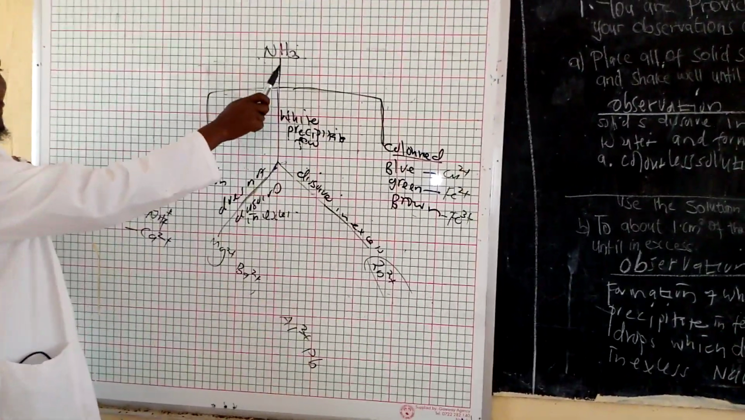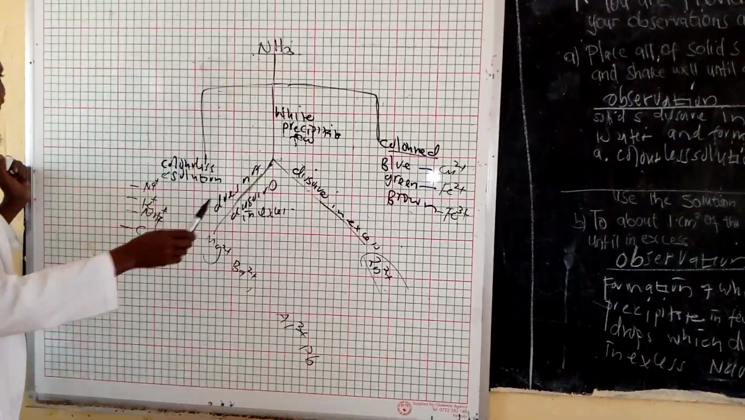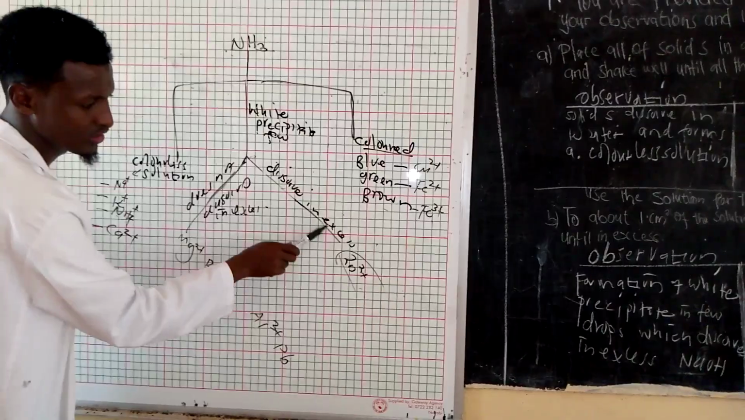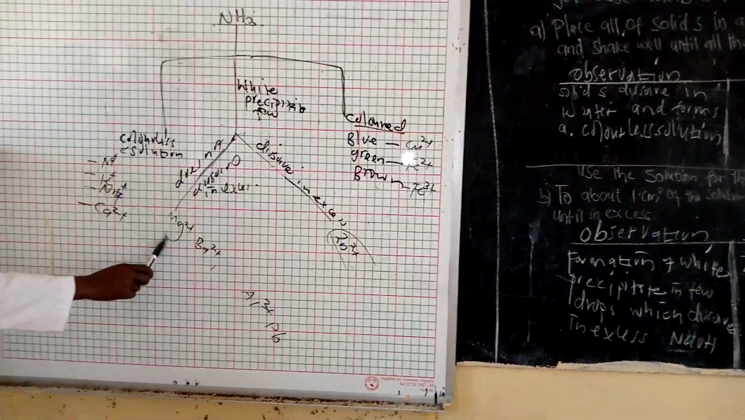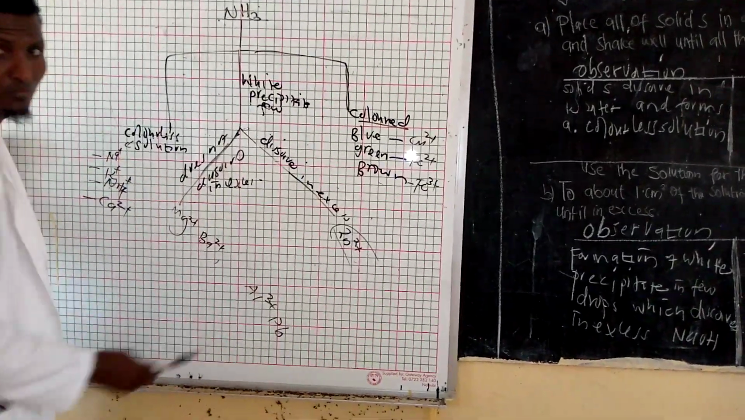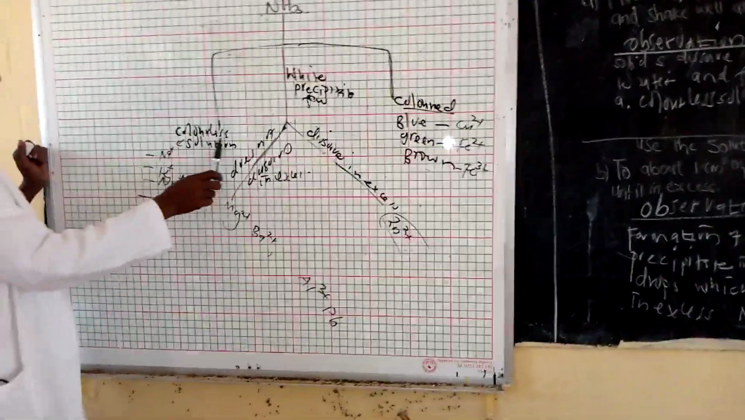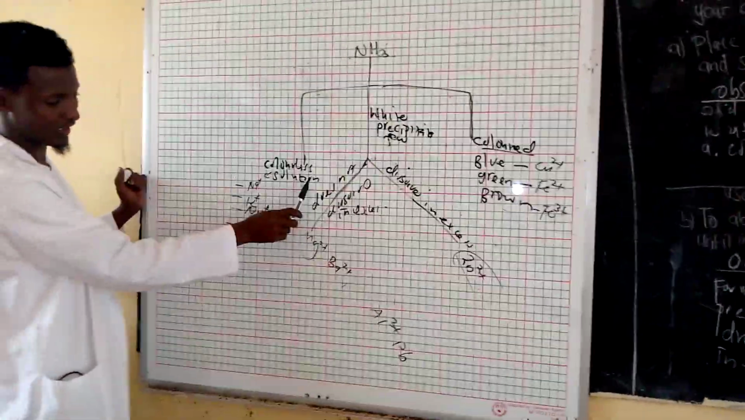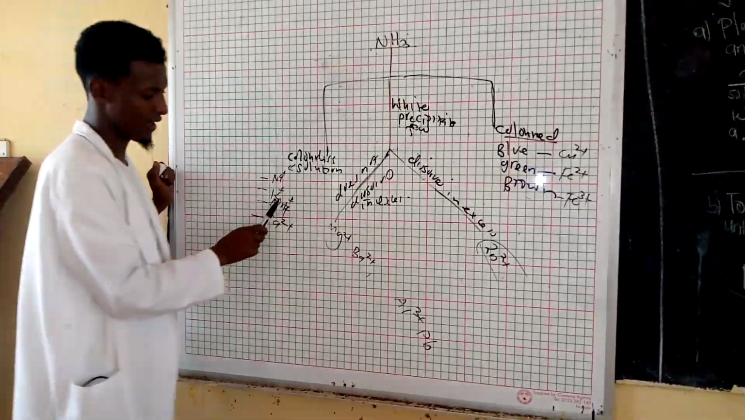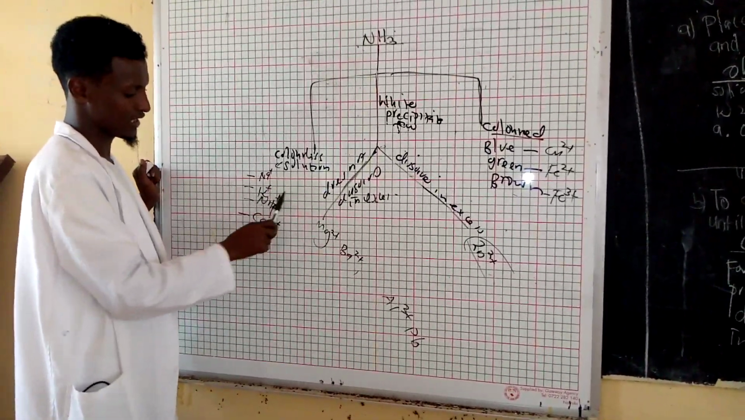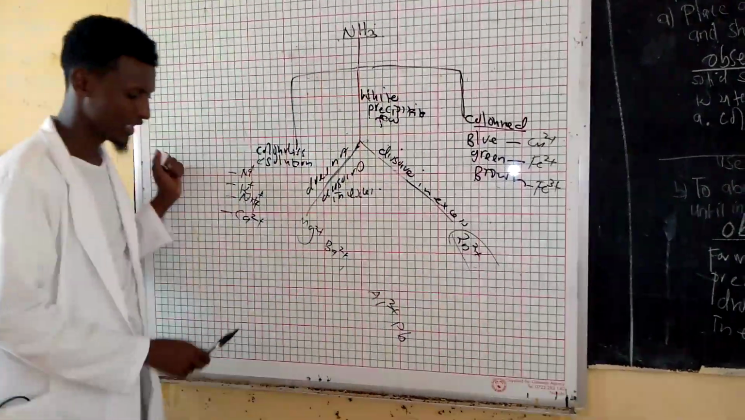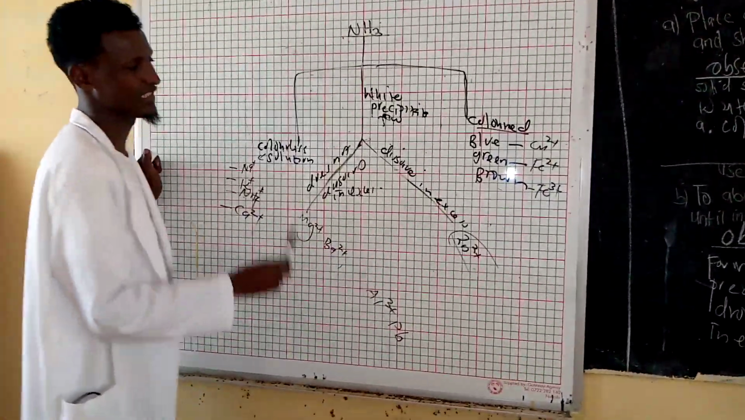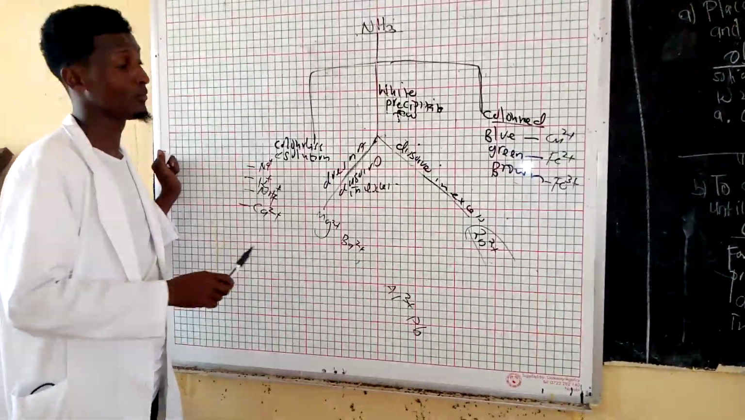This is ammonia now. When you are using ammonia, formation of a white precipitate that dissolves in excess is only zinc. Formation of a white precipitate that cannot dissolve is for magnesium, barium, lead, and aluminum. And formation of a colorless solution is for sodium ion, ammonium ion, potassium ion, and calcium ion. Others are the same. So this is what happens when ammonia is added.